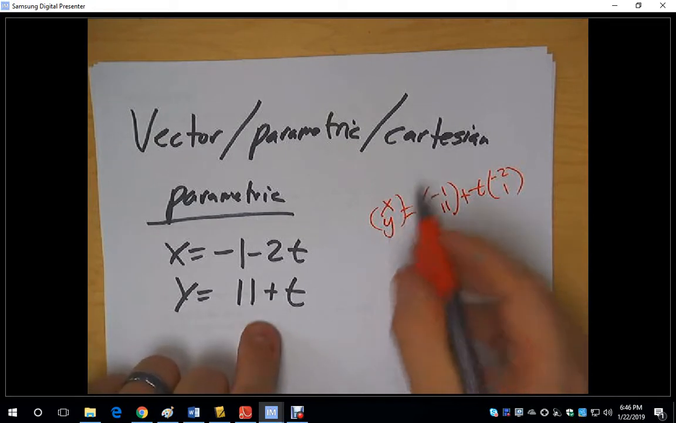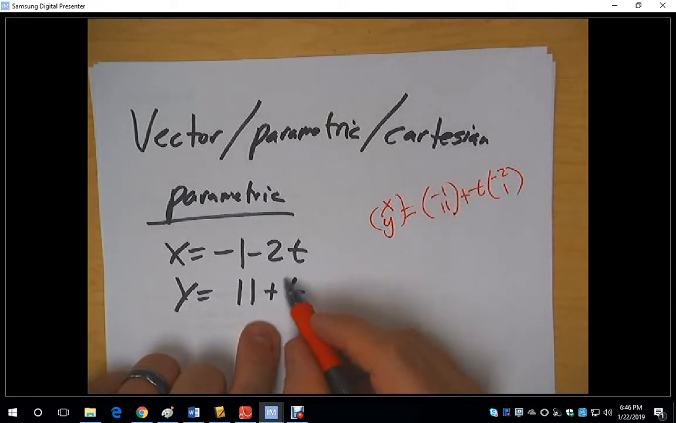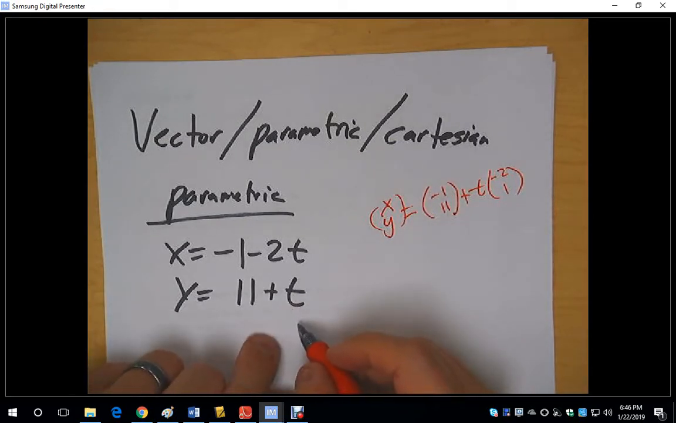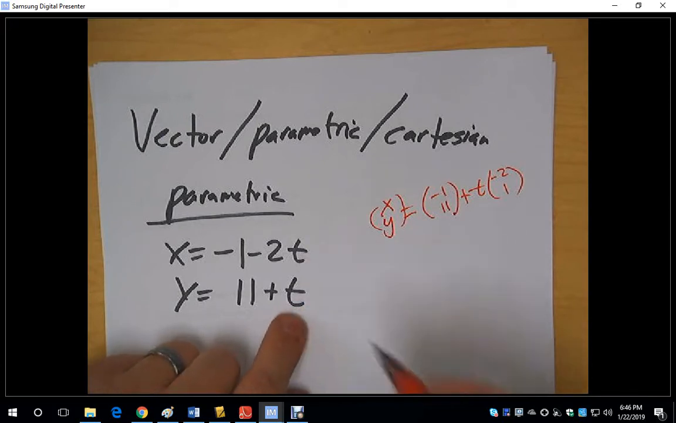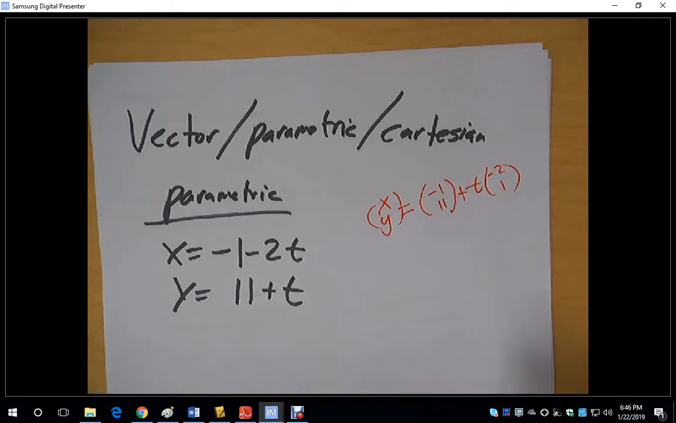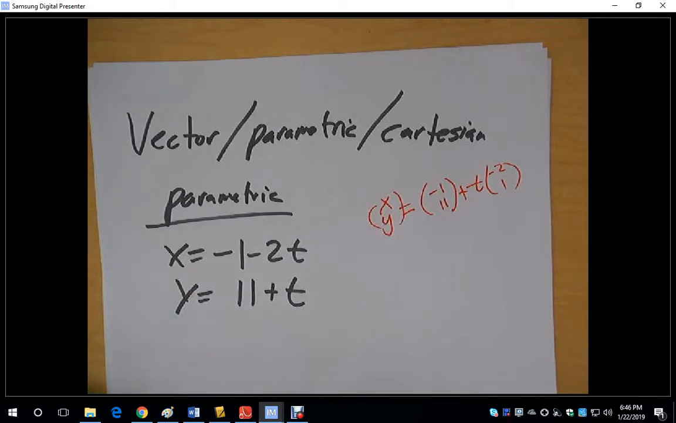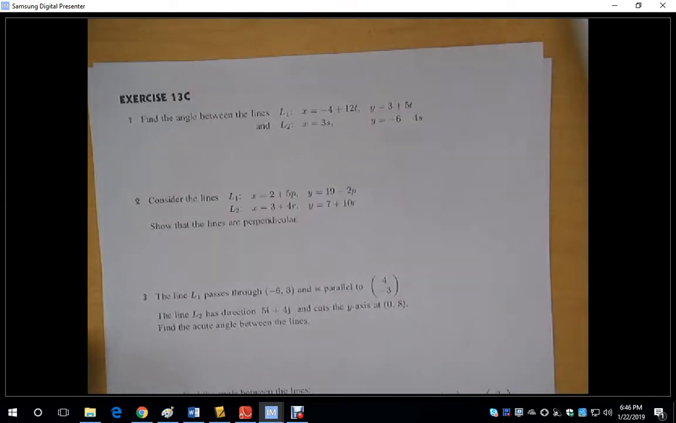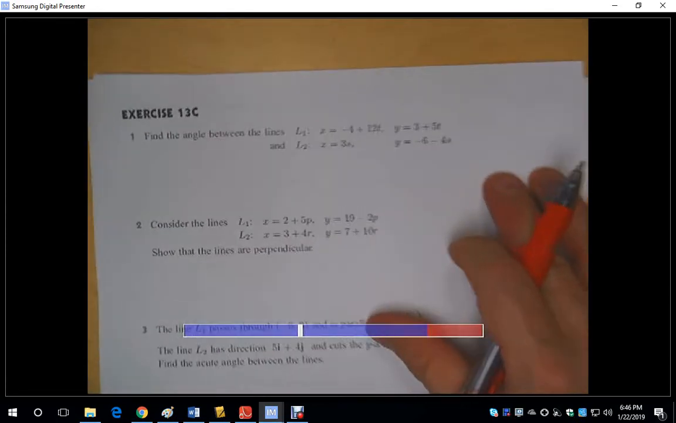If we wanted to find our Cartesian equation, we would solve for t. That value, whatever t equaled, we would plug into the other equation, and then you would have one equation in terms of x and y only. However you wanted to manipulate it, you could rewrite it as slope-intercept, point-slope, or standard form. Whatever acceptable Cartesian equation you can think of is open game. So let's jump into a couple of problems here.